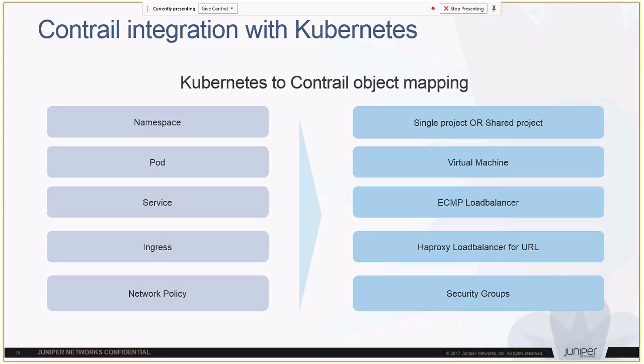So these are like the mappings. I hope I have answered you. Yeah, so these are the mappings from the Kubernetes resources to the corresponding resource in Contrail, right?